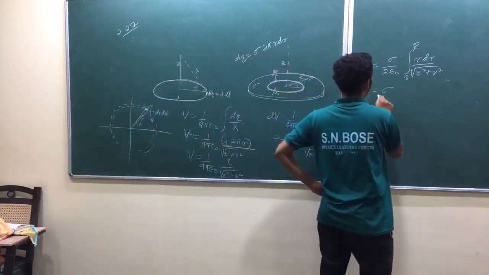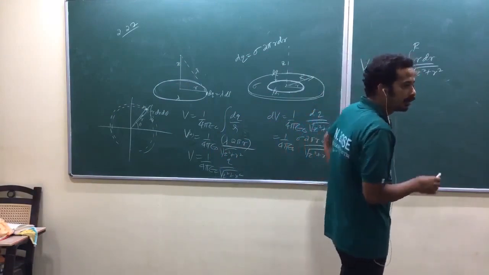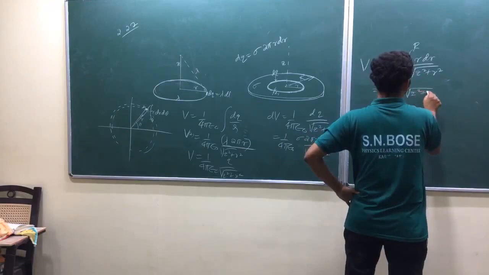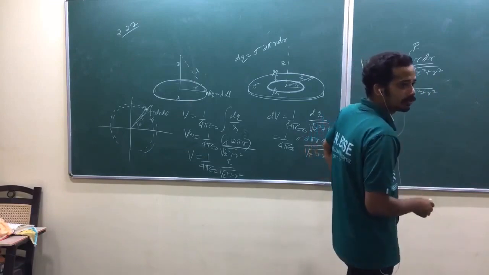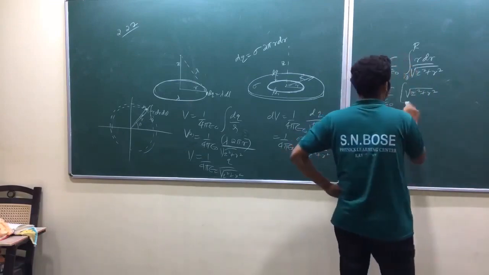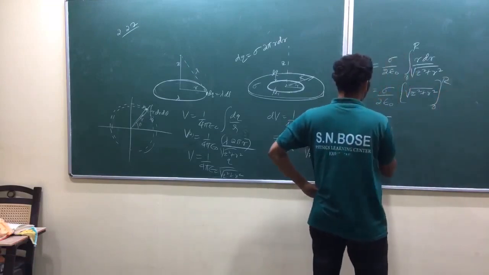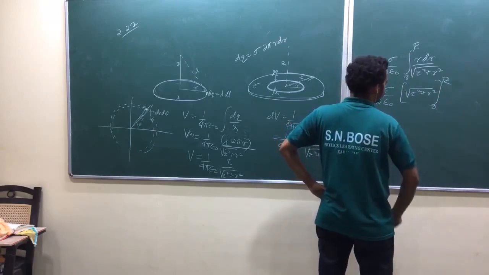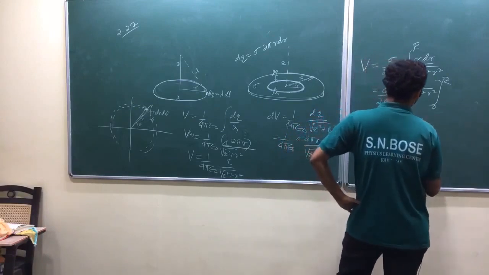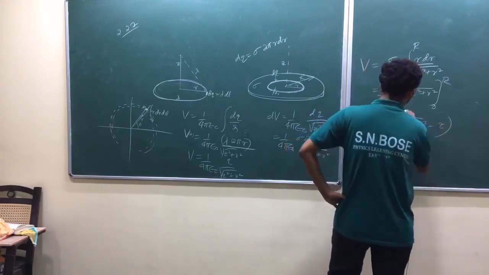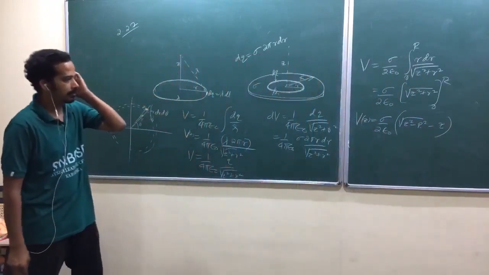Wait a second. Sigma, root of z square plus r square. That's it. Somewhere 2 will come. 2 should balance. Okay. It will balance out. Am I right? 0 to R. Just check it out. Okay. Sigma by 2 epsilon naught. What is this one? Upper limit. Root of z square plus R square minus z. Due to disk of radius capital R.